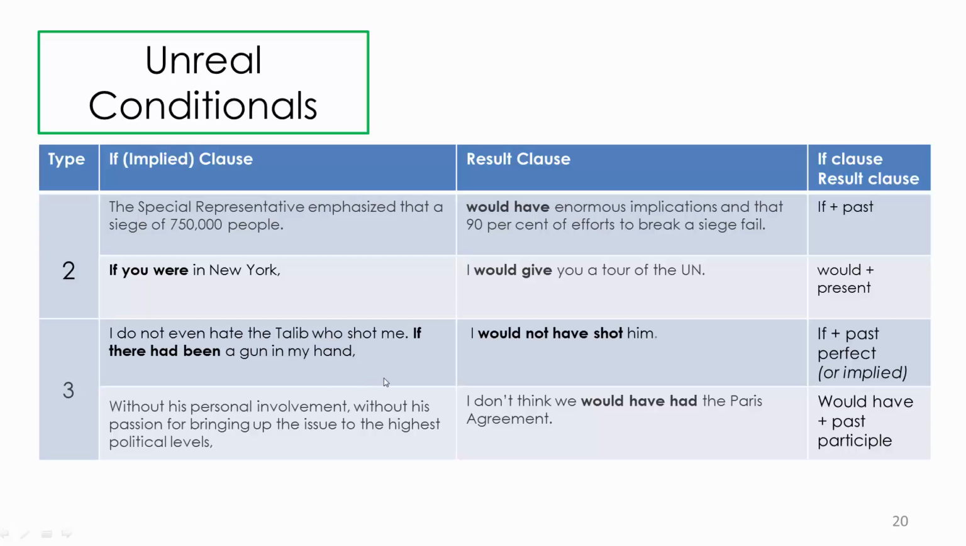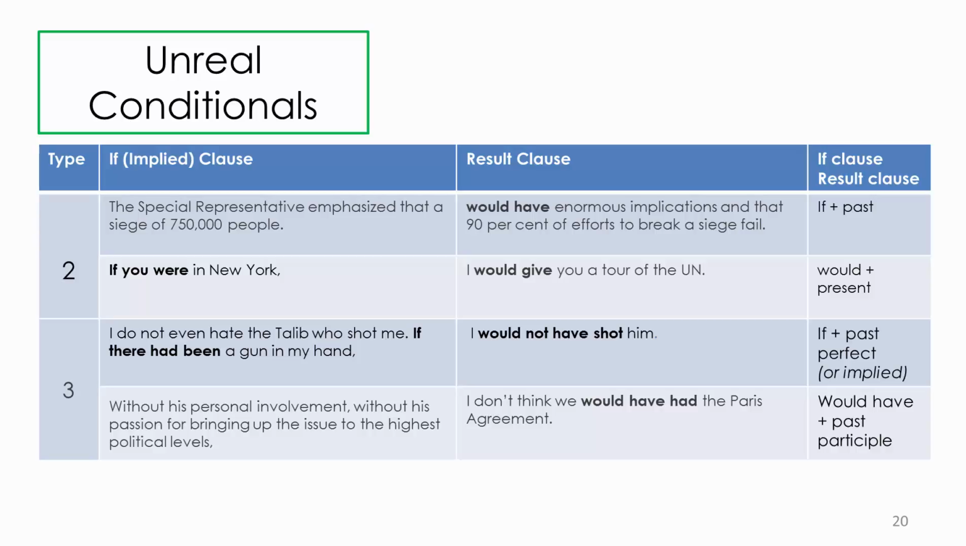Okay, so the first example was taken from when Malala came and spoke at the UN. And she was talking about when she was shot by the Taliban. So she says, I do not even hate the Talib who shot me. If there had been a gun in my hand, I would not have shot him. So she's talking about the past. She's talking about something that's not true in the past, that she had a gun.